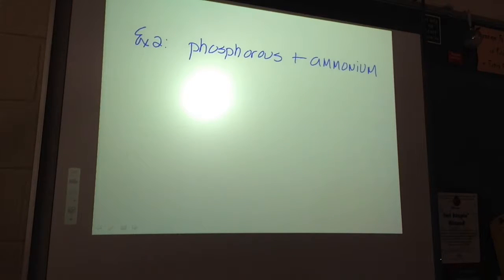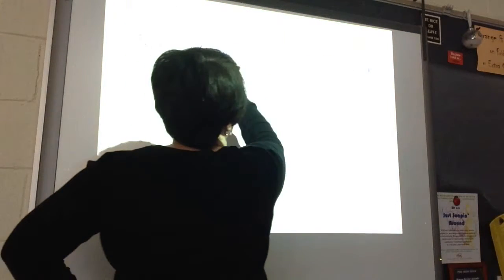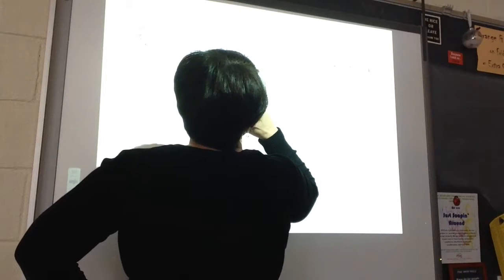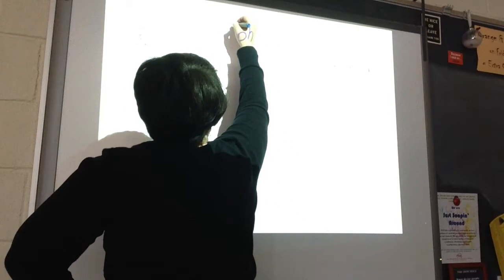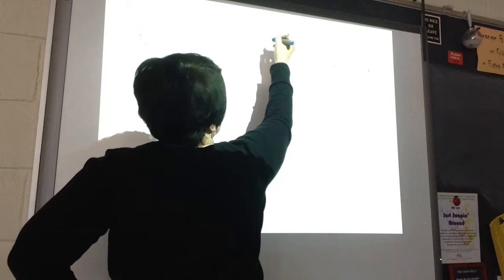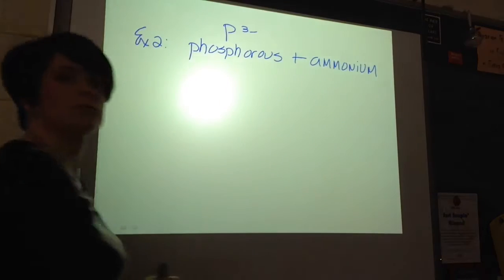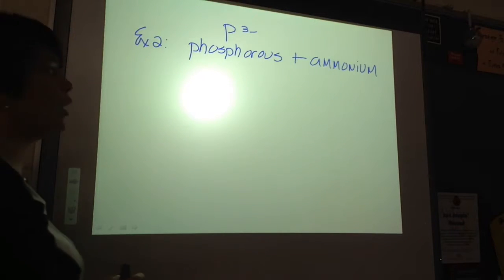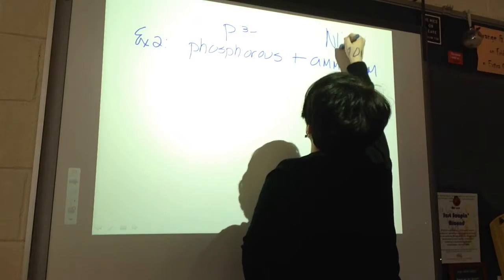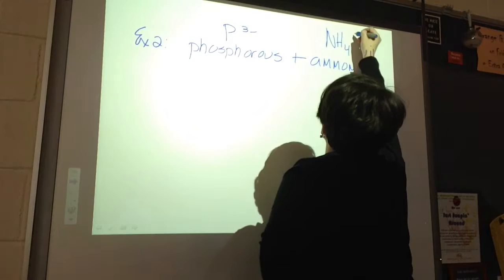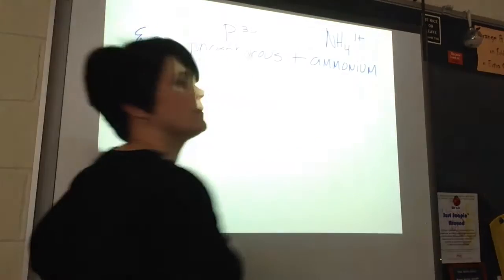Make some notes. What's phosphorus? It's an anion. What's its formula? P. What's its charge? 3 minus. What is ammonium? NH what? 4. What's its charge? 1 plus.